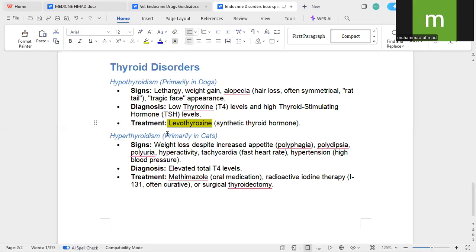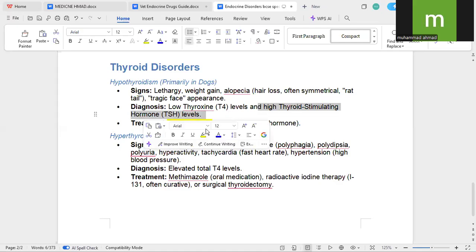So how can we diagnose? We can go for serum total T4 or high TSH. High TSH is the confirmatory test here. Basically, thyroid stimulating hormone indirectly works on the T4 and decreases the function of the thyroid gland. If there is a high TSH, there is a low T3 and T4. So this is the confirmatory test, the thyroid stimulating test. Okay.